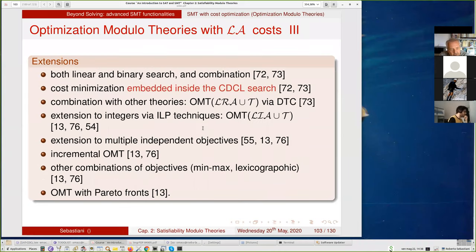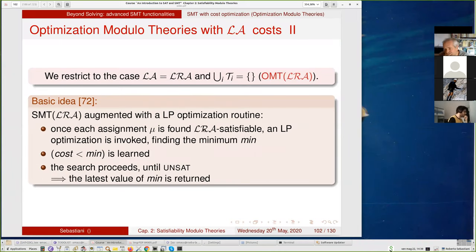Okay, first of all, the idea is, let's see first for linear real arithmetic. I'm just going to give you the flavor. If you are interested, I can point you to some work. So every time, every assignment is fine. The idea works as follows.